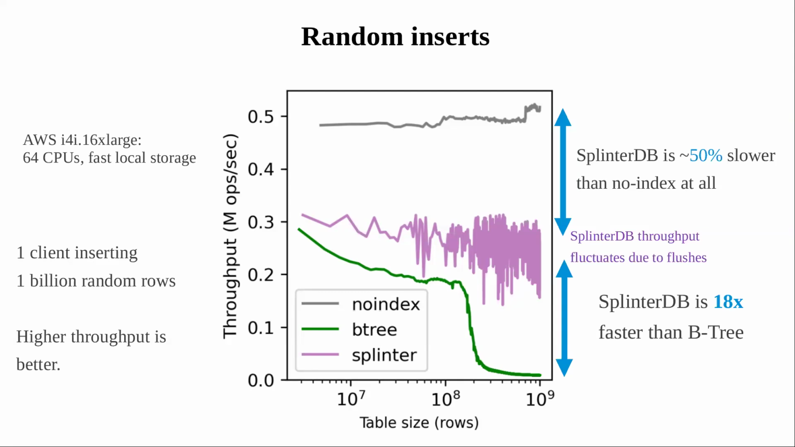And the pink line is SplinterDB, which shows that it doesn't fall off the cliff, but it does oscillate as it occasionally has to stop and do these flushes that I've been talking about. And so once the database gets sufficiently large, Splinter is about 18 times faster than the B tree, and is surprisingly only about half as fast as not keeping any index at all. So I think it's surprisingly good. So this demonstrates that we really are getting much, much faster inserts.